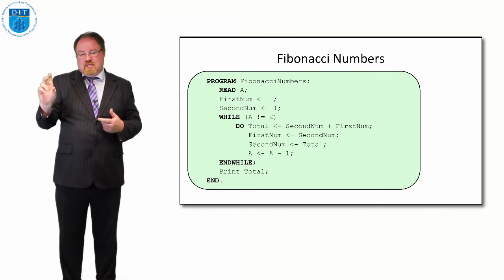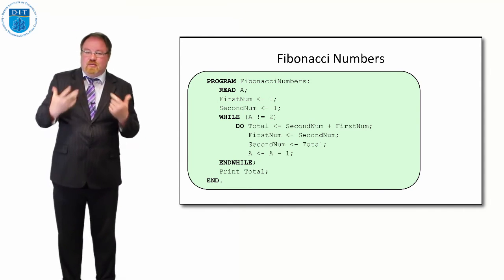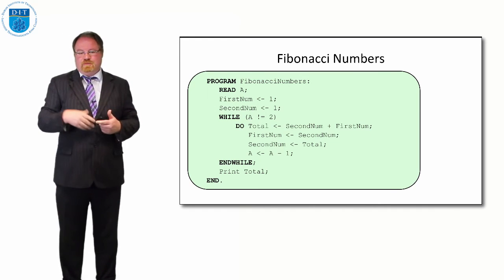And then when we reach 2, we jump out of the loop and we print out whatever total we've got, and that'll tell us what Fibonacci number is in the specific sequence we've set it.